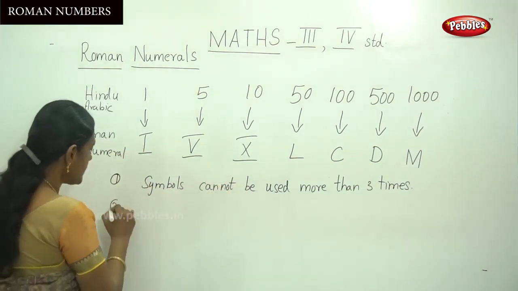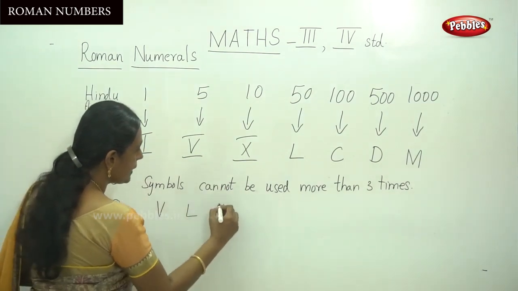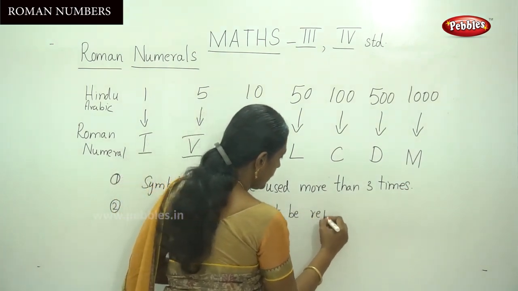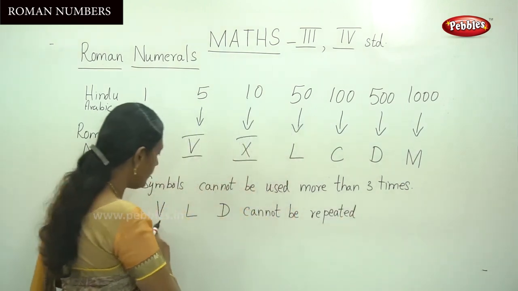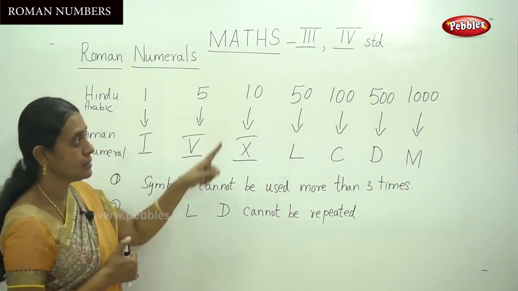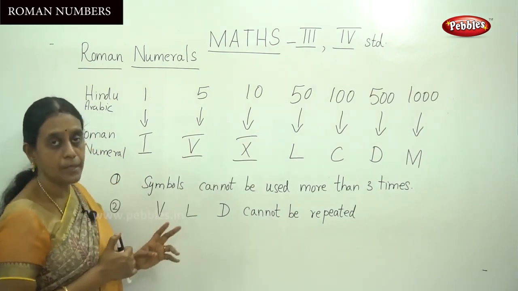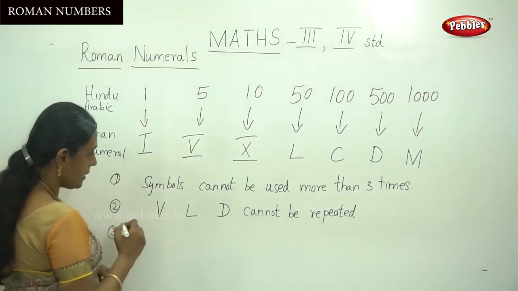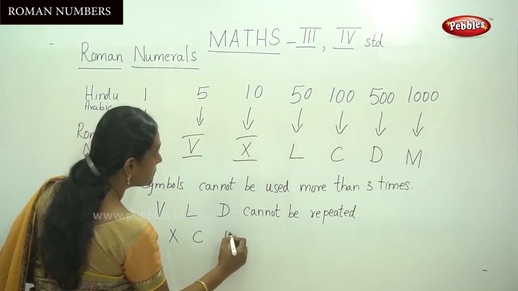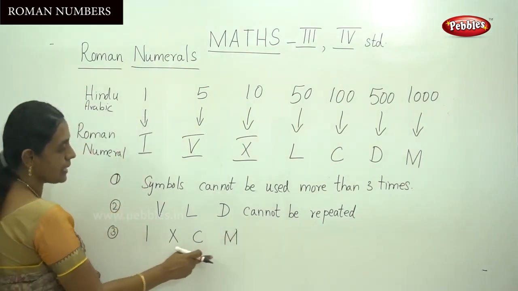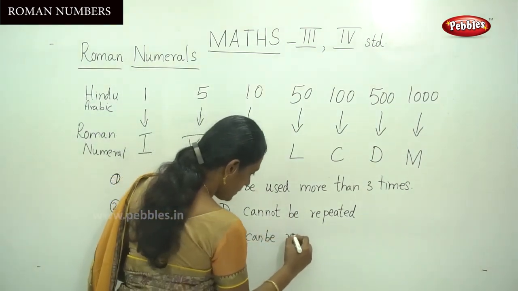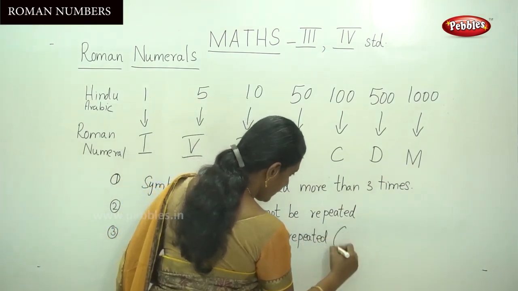And one more thing: V, L, D cannot be repeated. This is the second rule. L means 50 and D means 500, so you can't repeat them. And the third one: I, X, C and M can be repeated up to 3 times only.